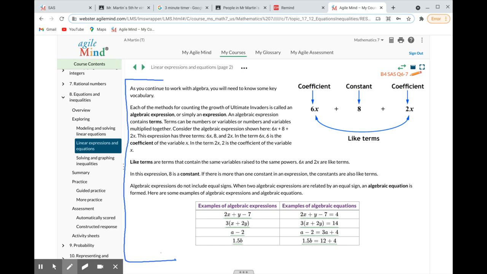Algebraic expressions do not include equal signs. When two algebraic expressions are related by an equal sign, an algebraic equation is formed. Here are some examples of algebraic expressions and algebraic equations.